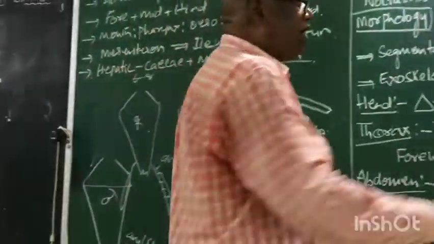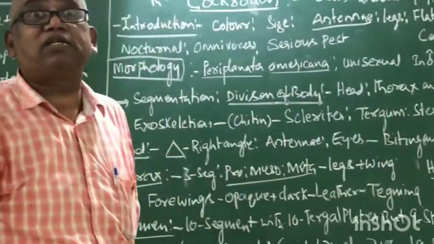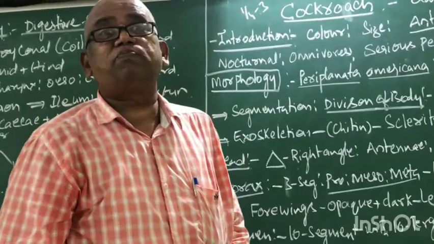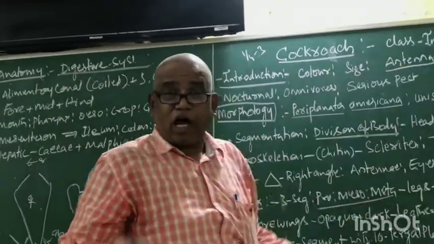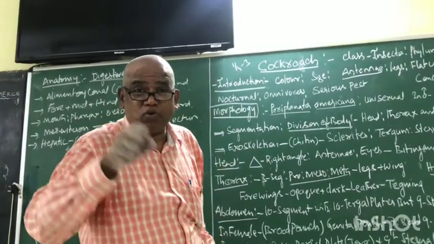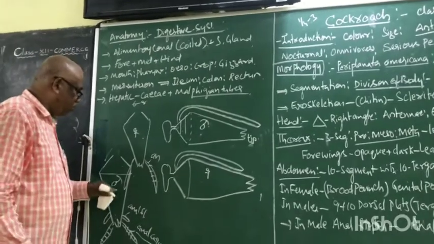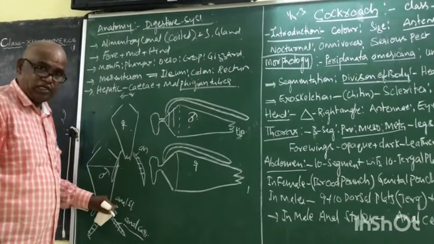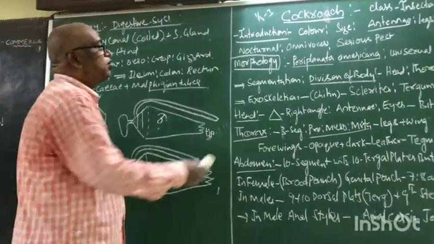The antenna is an olfactory sense organ. The cockroach can detect smell with the help of the antenna, and it can detect sound with anal cerci. Anal cerci are common between male and female. If the anal style is there, it is male. If the anal style is absent, it is female. Now come to the next one.